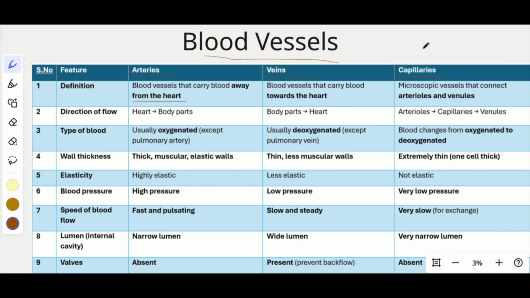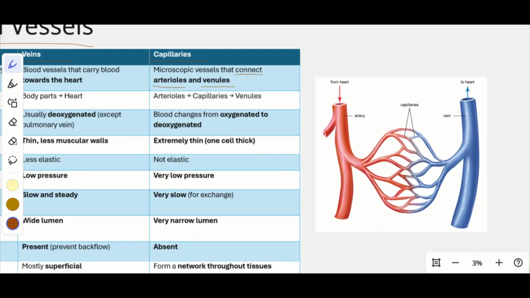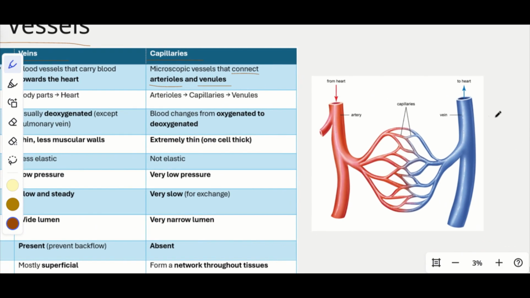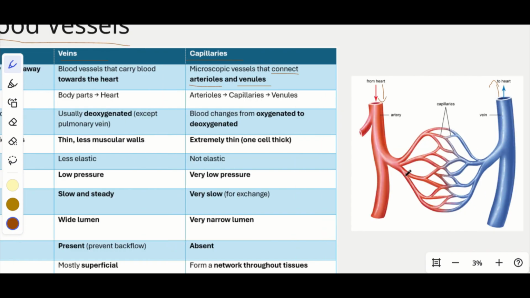And what about capillaries? These are microscopic blood vessels that connect arterioles and venules. Arterioles are the smallest branches of arteries, and venules are the smallest branches of veins. So this is how they are connected. Basically, arteries bring the blood from the heart, and veins bring the blood to the heart, and this is where they are connected through the capillaries.